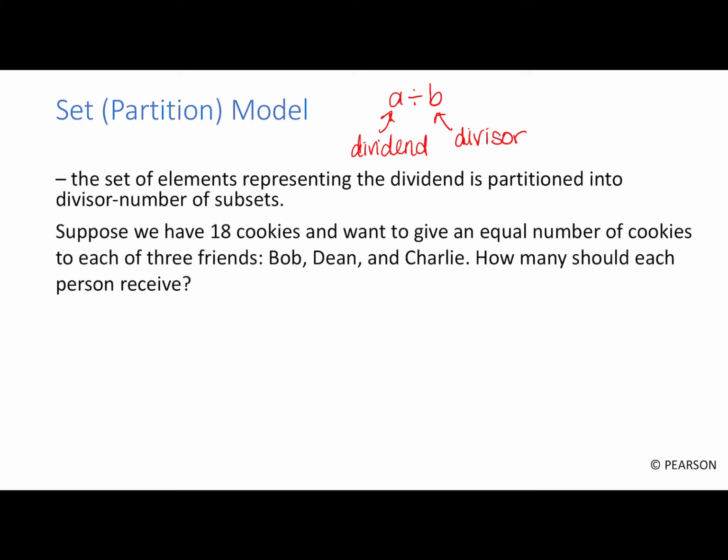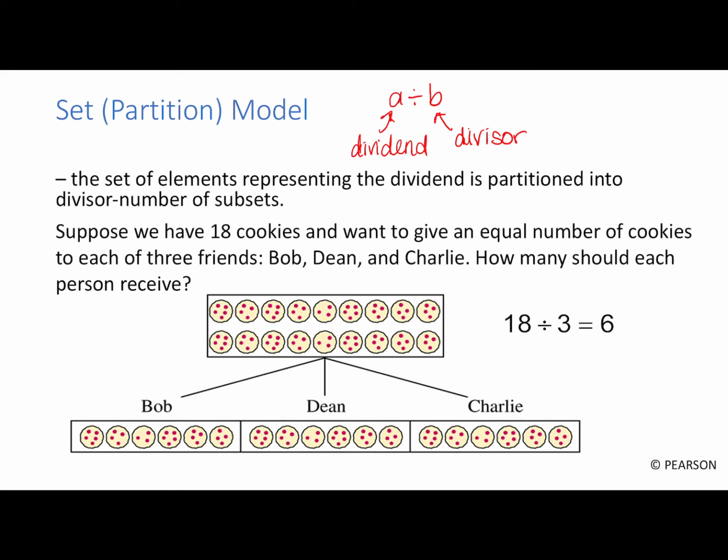So in the set or the partition model, we're going to actually draw a picture of the set. In this case, we have 18 cookies we're going to draw, and we want to partition them into 3 sets of equal size. So the process you should have in mind is I'm going to take those 18 cookies and put them one at a time into each set, one to Bob, one to Dean, one to Charlie, and then go back to Bob, Dean, Charlie, and so on until each set has an equal number of cookies. Okay, and when you do that, you can see that each person ended up with 6 cookies, so we can conclude that 18 divided by 3 is 6.